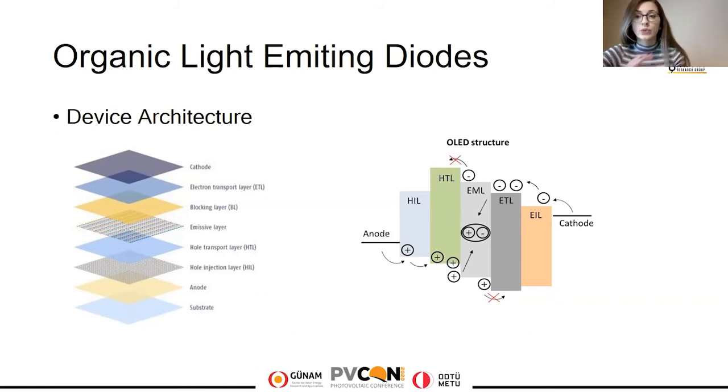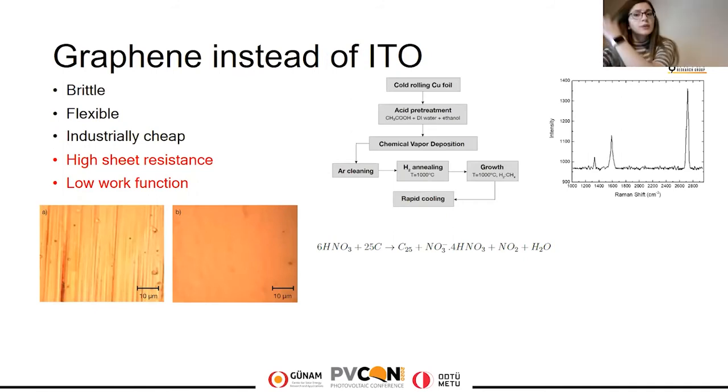While designing, we have to be sure that the highest occupied molecular orbital and lowest unoccupied molecular orbital levels of all these layers are compatible. As I mentioned in the previous slide, generally glass and indium tin oxide are used as a substrate and anode. However, in this study, flexible polyethylene terephthalate and graphene were preferred. Indium tin oxide is brittle and it is not proper for flexible devices. Moreover, graphene is cheaper than indium tin oxide.